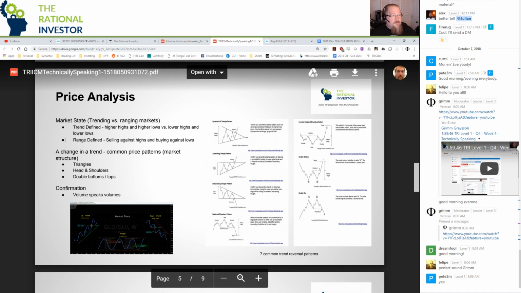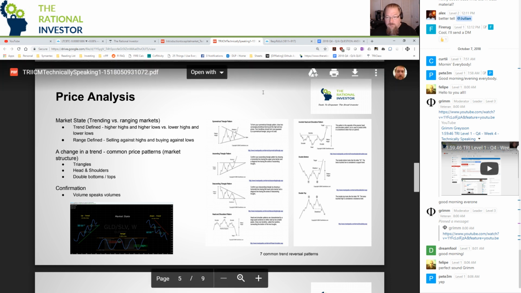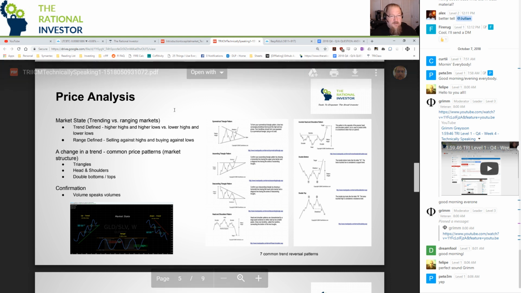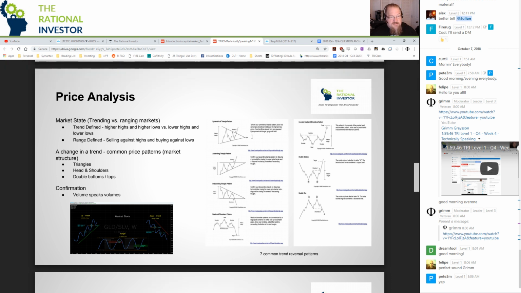The most common reversal indicating price patterns that we see, there's basically 7 of them, right? There are double tops and double bottoms, or M's and W's, right? When we talk about a double top, we're talking about an M. When we talk about a double bottom, we're talking about a W. We see triangles, right? Those can be a symmetrical triangle, an ascending triangle, which has a flat top but a bottom that is moving up, a descending triangle, which has a flat bottom but a top that's moving down.